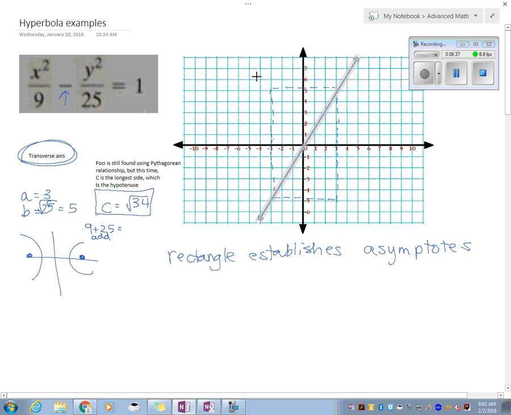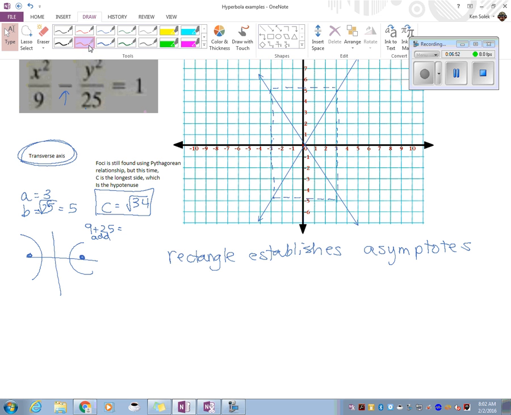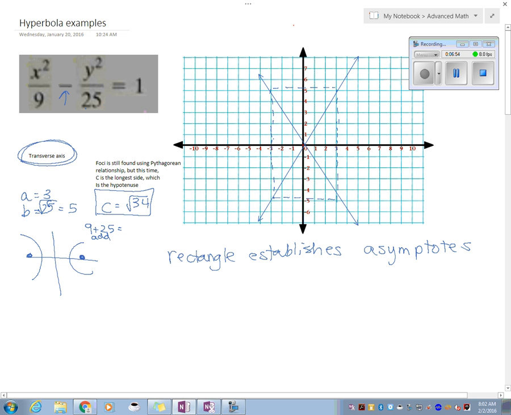Wait, so what is it not supposed to touch then? This is not the hyperbola. This is just the asymptotes for the hyperbola. So now I'm getting ready to show you the actual hyperbola. We've just created the skeleton for the hyperbola. But I thought you said asymptotes aren't supposed to touch. Right. So here's the actual hyperbola.